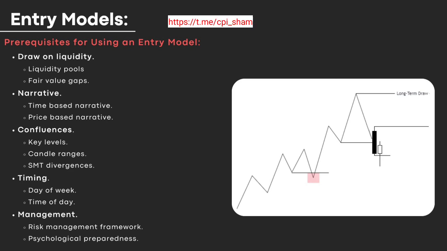Number two, we've got narrative. Narrative is basically building a story behind price movement, right? Once you've identified the drawn liquidity, you also need to build a narrative, a clear story that explains why price is behaving the way it is and what's likely to happen next and exactly in what fashion it's going to happen. The next thing that we've got is confluences. Confluences are exactly what separate high probability setups from random trades or low probability setups. And the more factors that you can align with your trade idea, the stronger your setup is going to be.